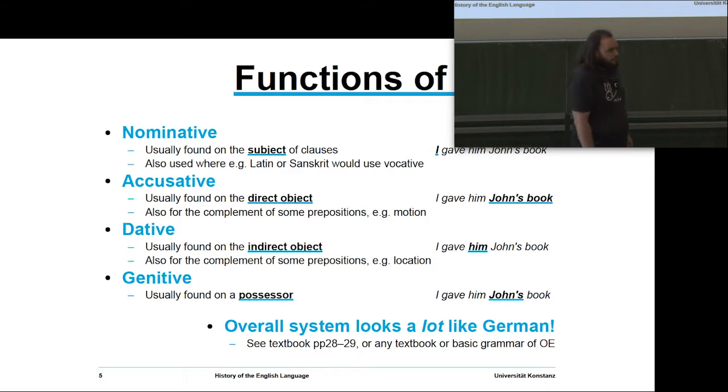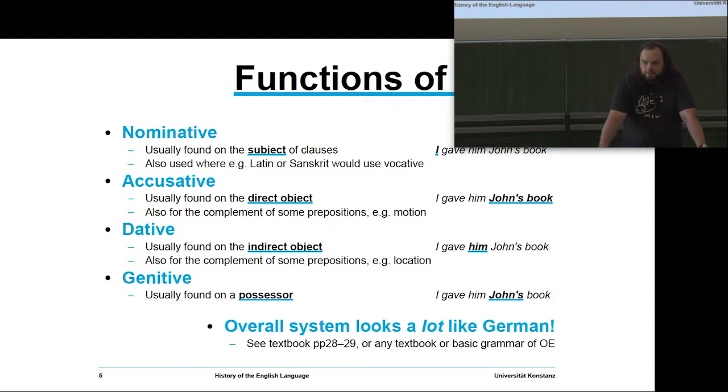Dative case then, the dative case is the indirect object. The indirect object is often, but not always, the recipient. So here you've got a recipient construction in English, and him would be in the dative case in Old English or in German. Now, what's important to note here is that in modern English, there is no distinction between dative and accusative case anywhere, even in pronouns.